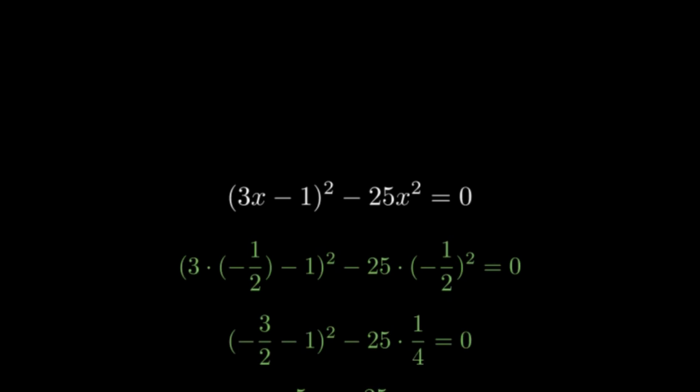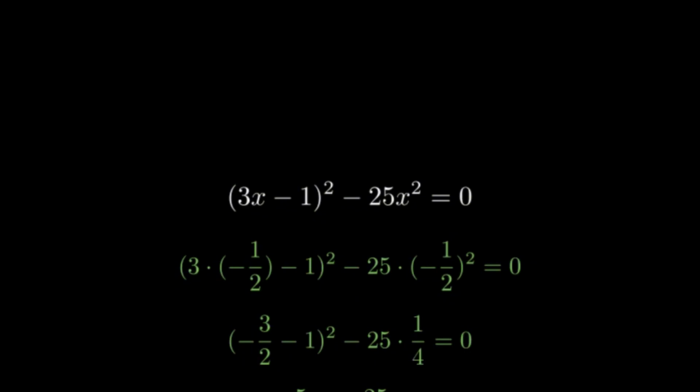Squaring -5/2 gives us 25/4, since the negative sign disappears when we square a number. For the second term, 25 times 1/4 equals 25/4. So our equation becomes 25/4 minus 25/4, which equals 0. As with our first solution, the left side equals 0, which matches our right side. This confirms that x equals -1/2 is also a valid solution to our quadratic equation.